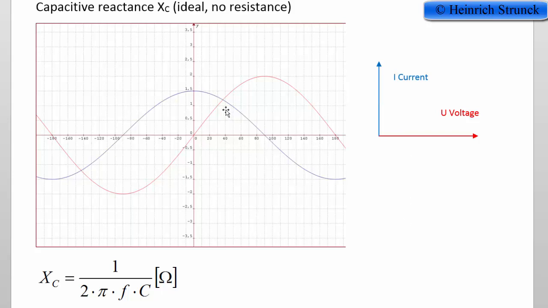When we have to calculate the capacitive reactance, we have the formula down here. It is 1 divided by 2 pi times the frequency times the capacitance of the capacitor. So here it is the opposite of the inductor or coil. If we get a higher frequency, we get a lower reactance of the capacitor.